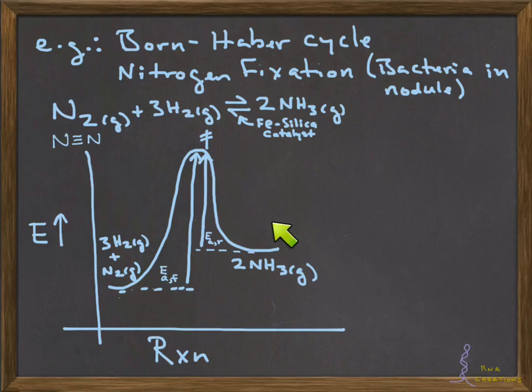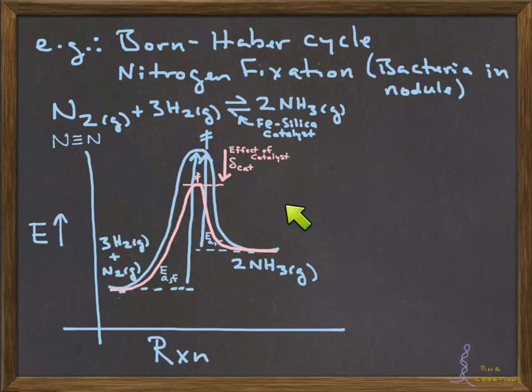We can also define an activation energy for the reverse direction, E sub A reverse, and that's the difference in energy between the same transition state and this time the products. Remember that this activation energy typically can be thought of as the breaking of bonds, and it's high in this direction because we need to break this very stable triple bond in nitrogen, as well as we need to break 3 single bonds in hydrogen.